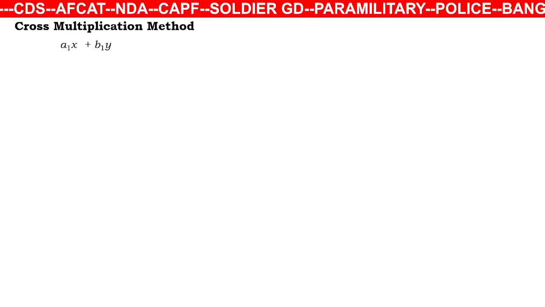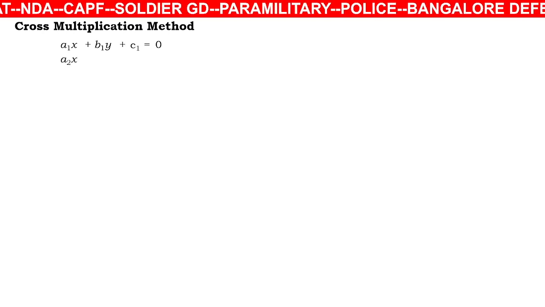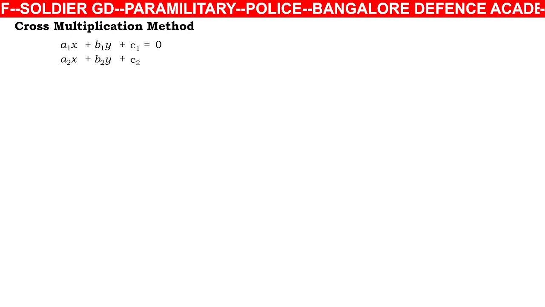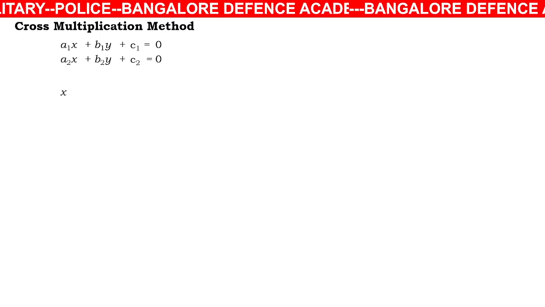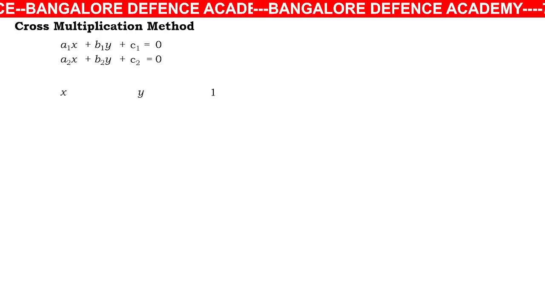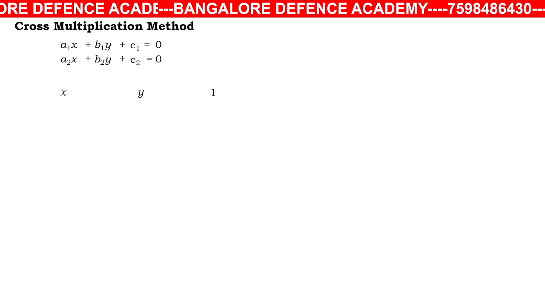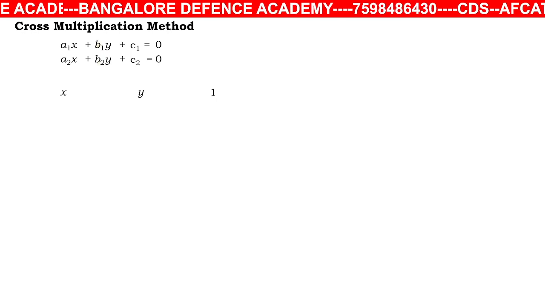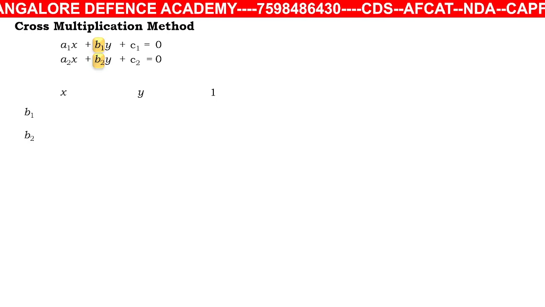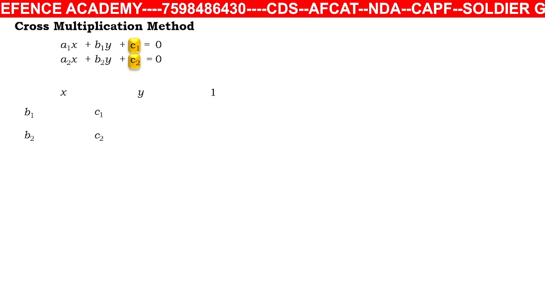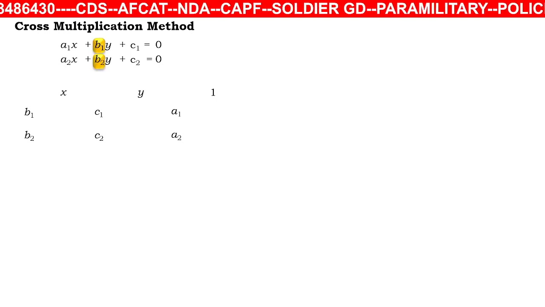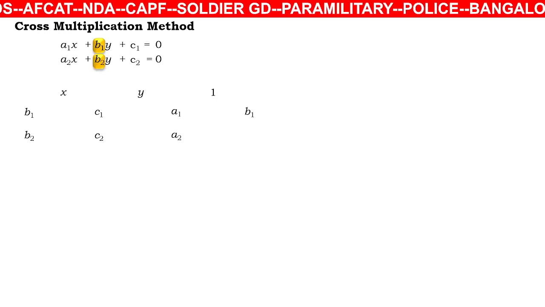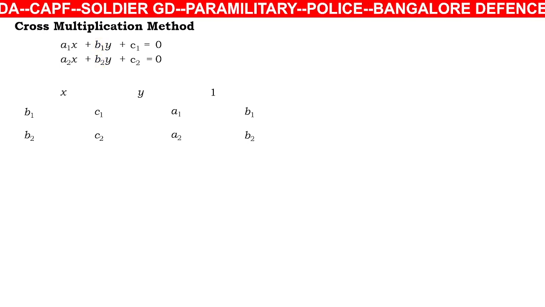Imagine you have two equations with two variables, a1x plus b1y plus c1 is equal to 0 and a2x plus b2y plus c2 is equal to 0. Imagine these are the two equations, and how do we find the values of x and y? So for x, y and 1, I'm going to take it as 1. First you will write b1 and b2 on the left side. Next you will write c1 and c2 in the center. Next you will write a1 and a2 to the right, and at the last, you are going to write b1 and b2 once again. Now I'm just going to cross multiply.